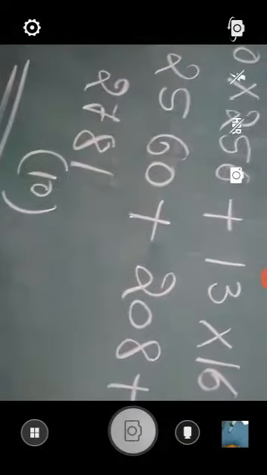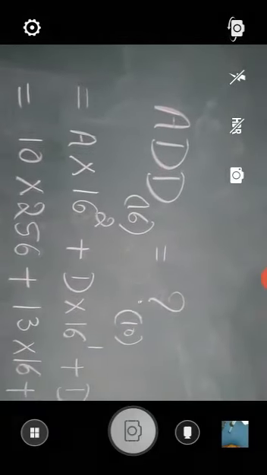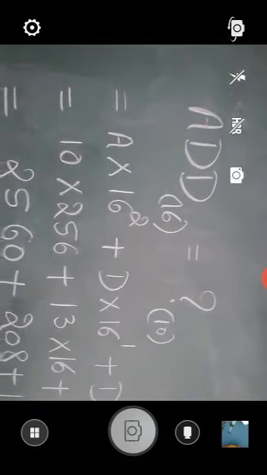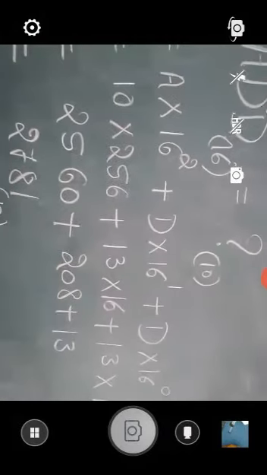In this way, we have converted from any other number system to the decimal number system. So students, I hope you have understood these few problems. Again in the next class, we will continue with our new problems.